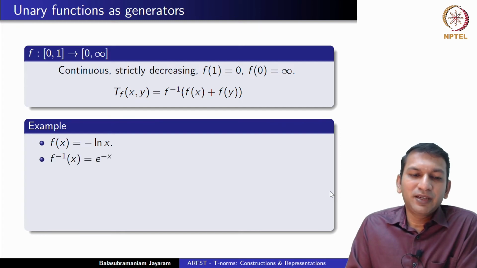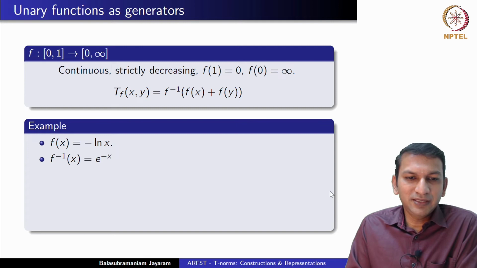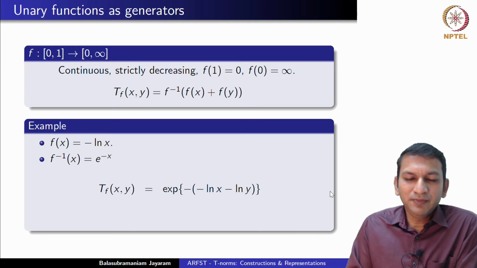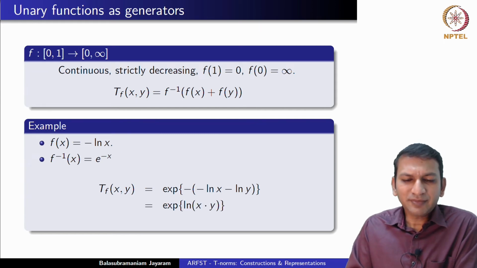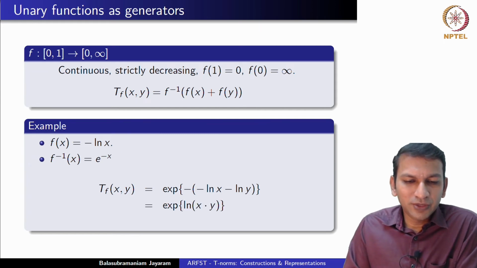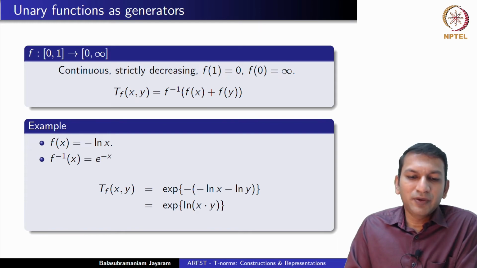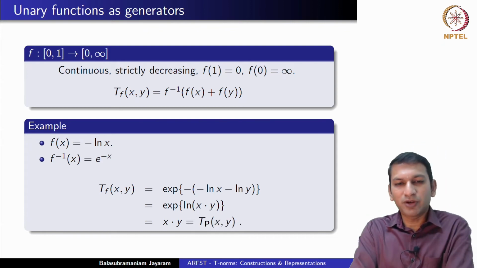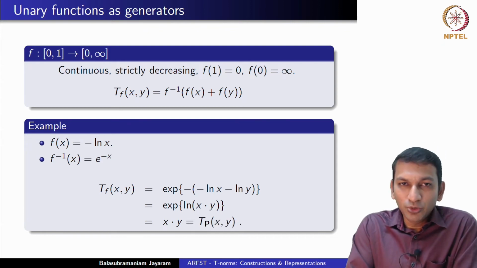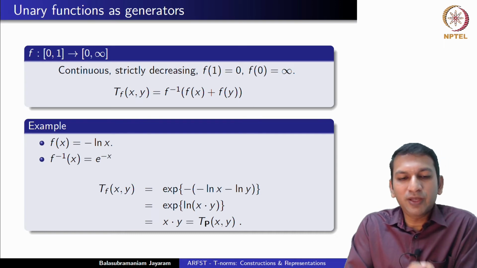We know that immediately f inverse of x is e power minus x. And if you apply this formula, Tf of xy is f inverse of f of x plus f of y. This is what we get. Tf of xy is this, which on simplification looks like this. And we know that e power and ln are inverses of each other, which means we get x dot y, which is essentially the product T-norm. So that means through this construction also, for a particular f, we are able to get the product T-norm.